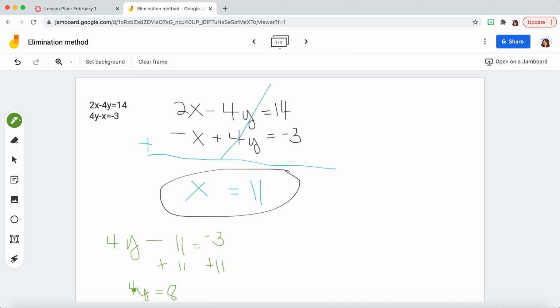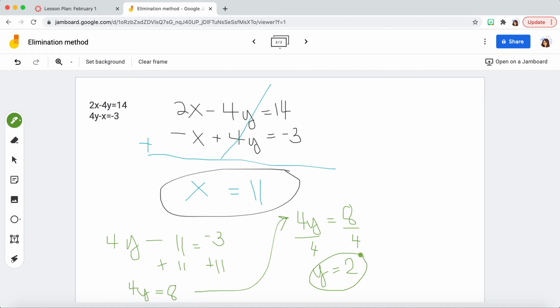And then again, we're trying to solve for y, so I'm going to divide by 4 on both sides. And let me go ahead and rewrite it. Okay, so I'm going to divide by 4 on both sides. And so y equals 8 divided by 4, that is 2.